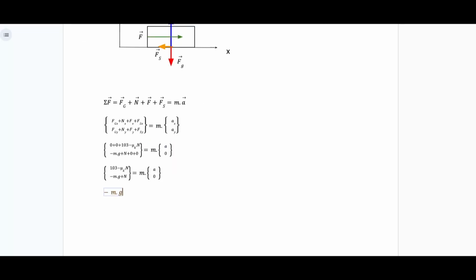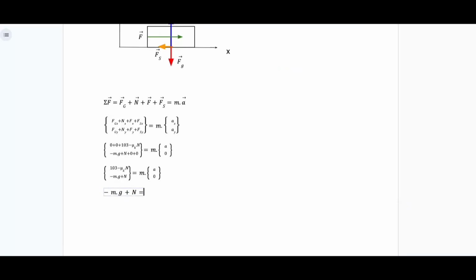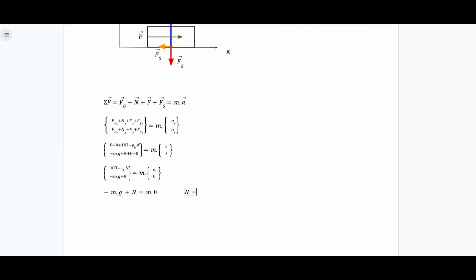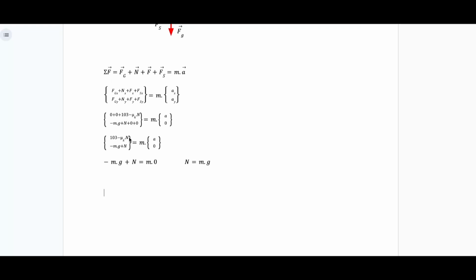So minus m times g plus n equals m times 0. So same thing as saying 0. And the result of this is I can deduce that n equals m times g. Now that I know the value of n, I can take the first line and replace n with mg.